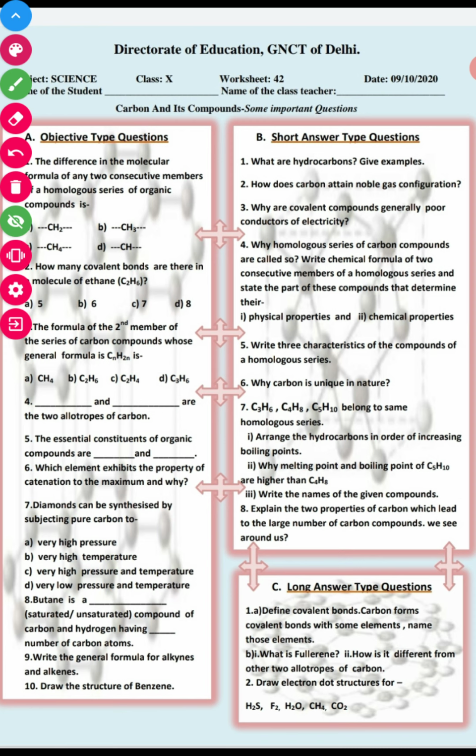Okay, next question we have, why are covalent compounds generally poor conductors of electricity? See students, in covalent compounds, they don't have free electrons.